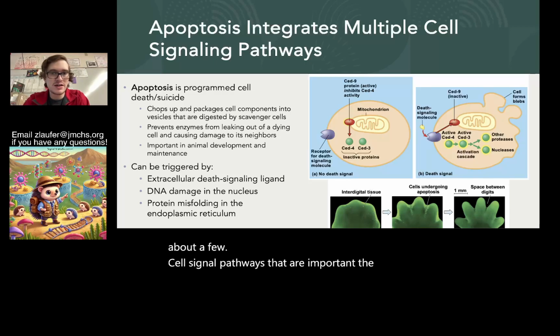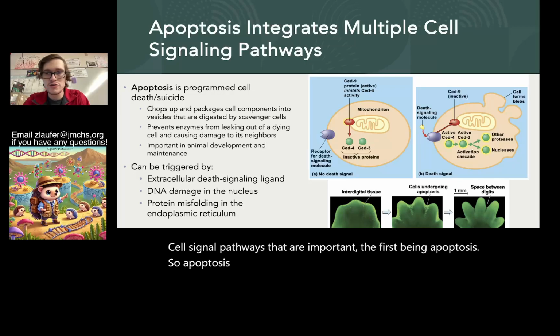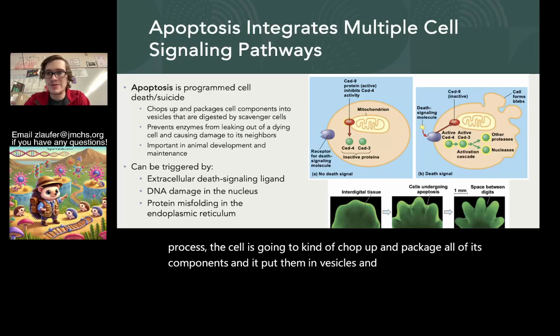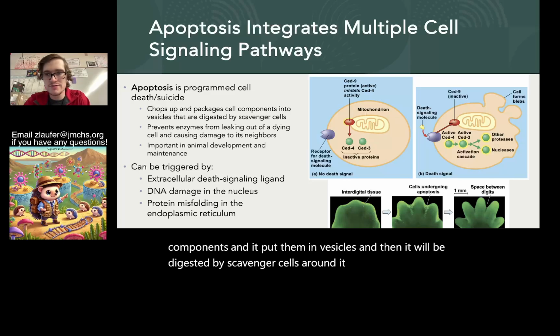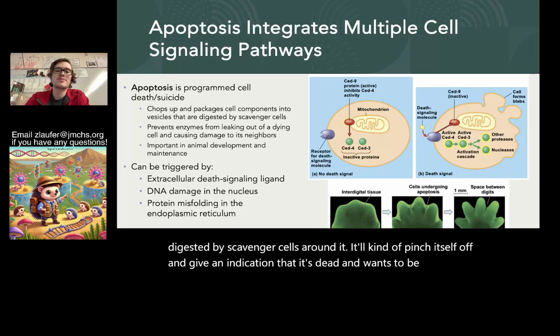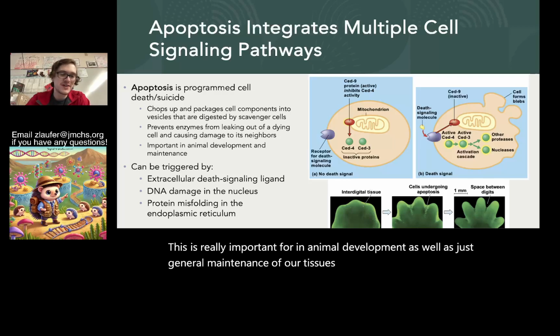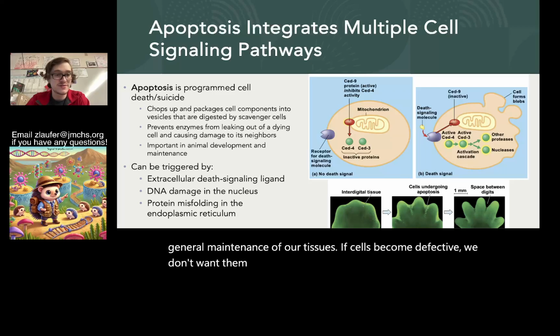The first being apoptosis. So apoptosis is your programmed cell death or cell suicide. In this process, the cell is going to kind of chop up and package all of its components and put them in vesicles, and then it will be digested by scavenger cells around it. It'll kind of pinch itself off and give an indication that it's dead and wants to be digested. This is really important for animal development as well as just general maintenance of our tissues. If cells become defective, we don't want them to continue dividing and existing.